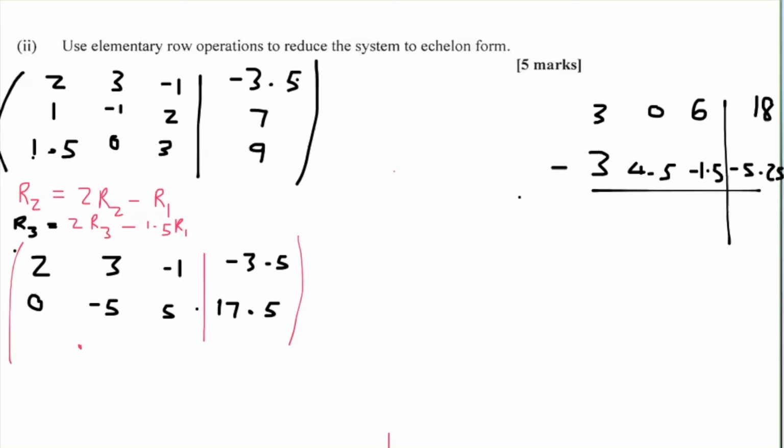So subtracting, 3 take away 3, that's 0. 0 minus 4.5, that's minus 4.5. Then 6 minus a minus, so that's plus, so 7.5. 18 minus a minus, so that's another plus, so that is 23.25. Now, substituting the third row that I've gotten: 0, minus 4.5, 7.5, and 23.25.